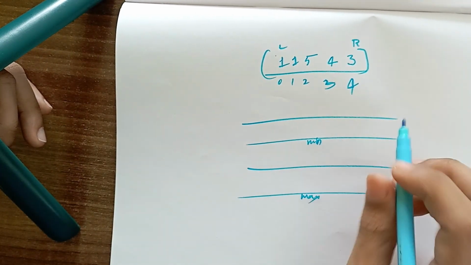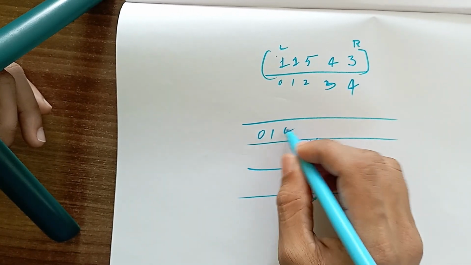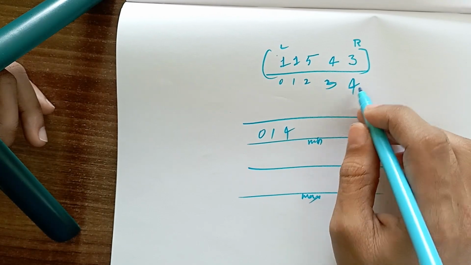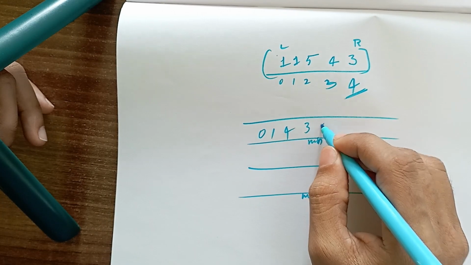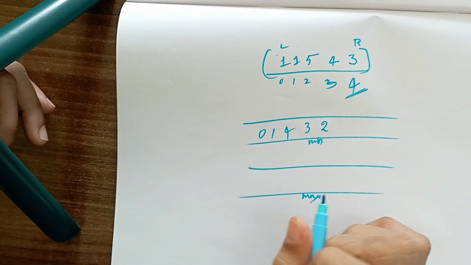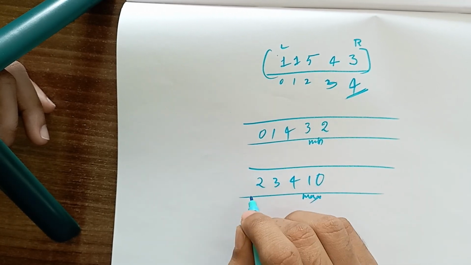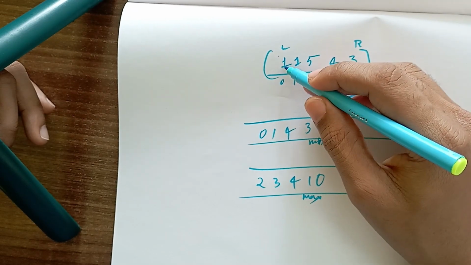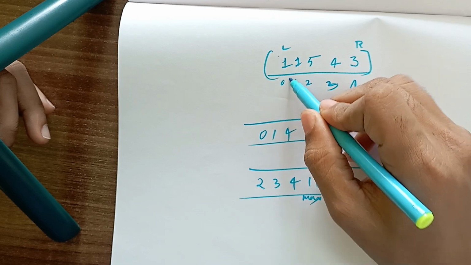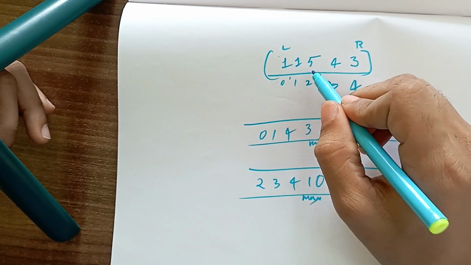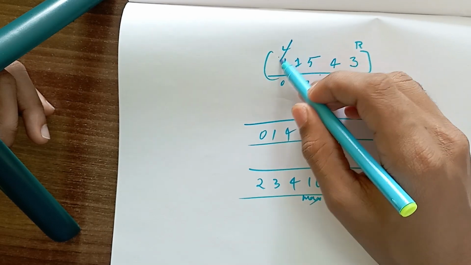Now, what is the minimum one first? 0, 1, and then 3. So we will be storing the indices 4, and then 3, and then 2. In the maximum order, 2, 3, 4, and 0. So we have the left pointer at this element, and if you take the difference of 1 and 5, it is 4, which exceeds 2. So we will be incrementing our left pointer.